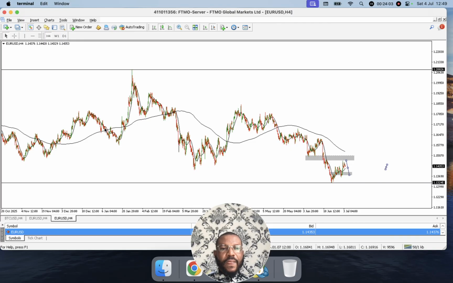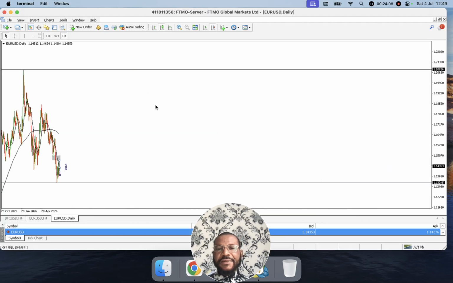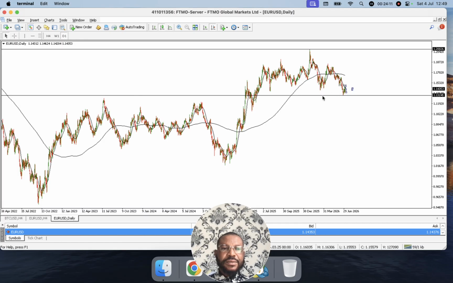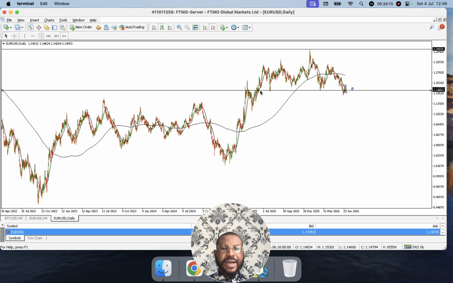So I'm not looking at this trend because I can see that on the daily time frame the market is ranging. When the market is ranging, I don't look at it like the market is trending, where I must trade in the direction of the trend. Once the market is ranging, I know there is supply, there is demand. So what I'll be waiting for is to buy at demand or support, or to sell at supply or resistance.